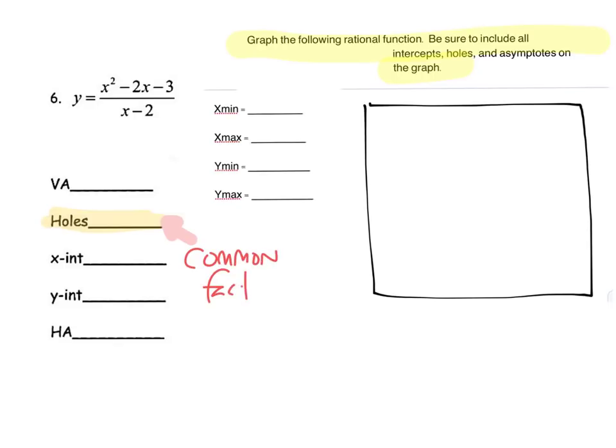So the first step should really be to try to factor your rational function to see if it can be simplified. Here your numerator factors into x minus 3 times x plus 1. Here your denominator stays as x minus 2. There's no common factor, so there are no holes, no points of discontinuity. But that's always the first step, because remember, the holes take precedence over any asymptote or intercept that you might think you have in your graph.